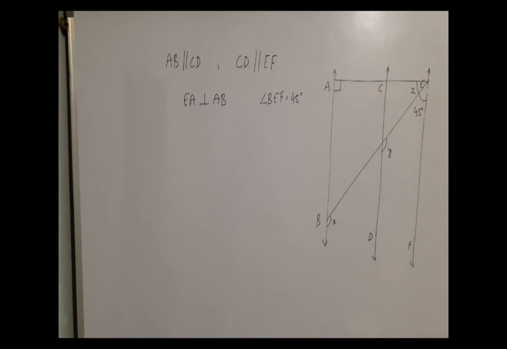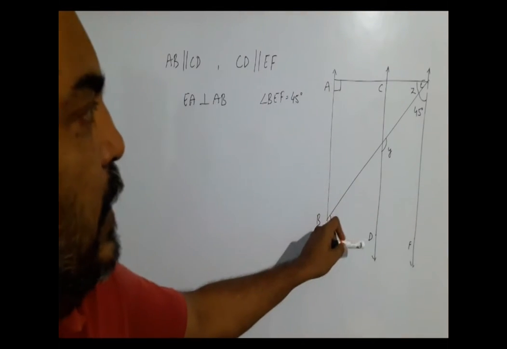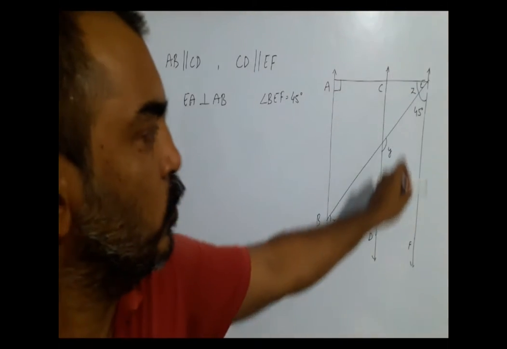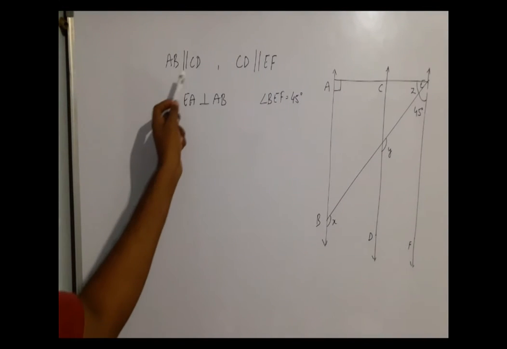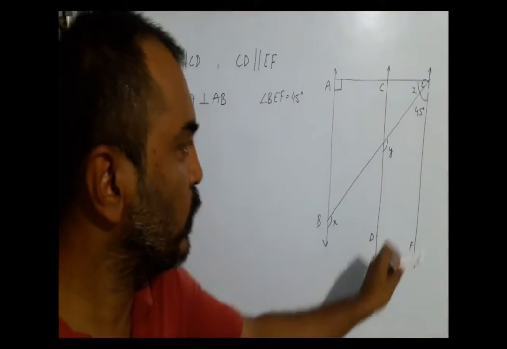In this diagram you are given line AB is parallel to line CD, line CD is parallel to line EF, EA is perpendicular to AB, and angle BEF equal to 45 degree. We have to find the value of X, Y and Z. Okay, so this is the data given to you. Now you can see AB is parallel to CD and CD is parallel to EF. So if AB is parallel to CD and CD is parallel to EF, then AB is also parallel to EF.